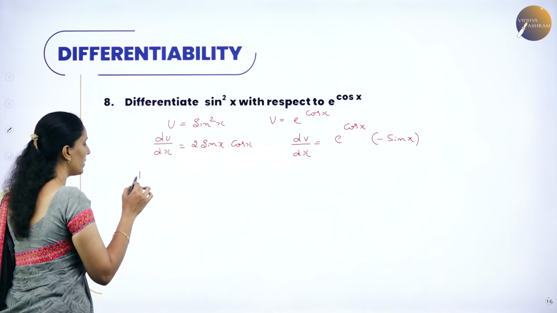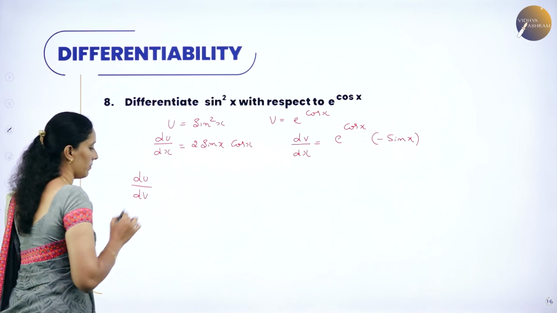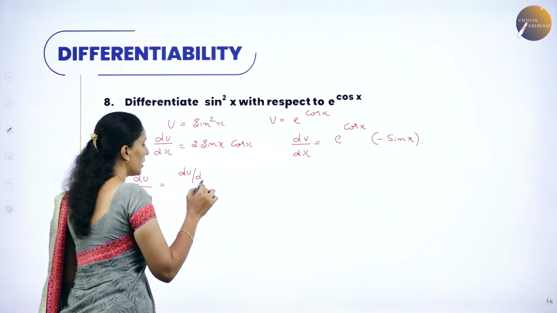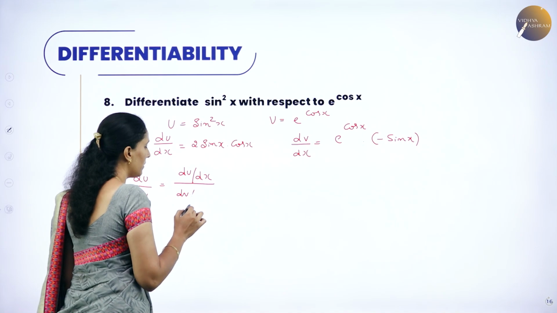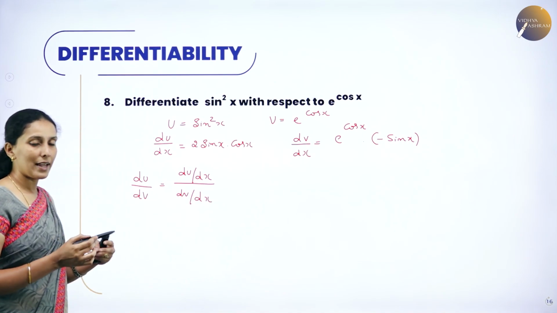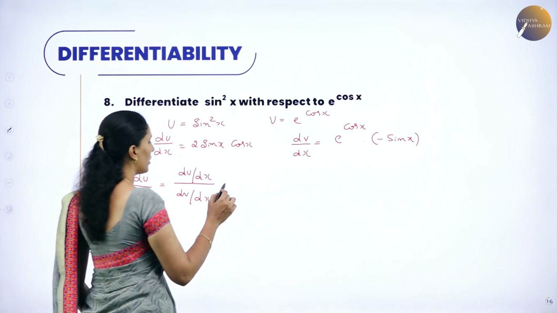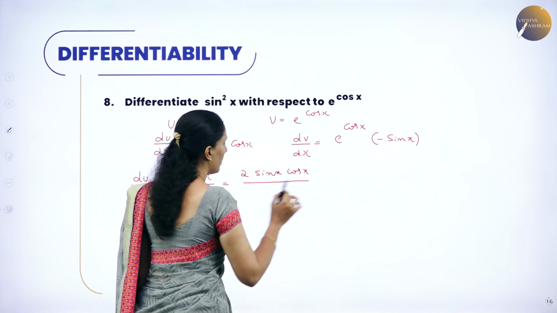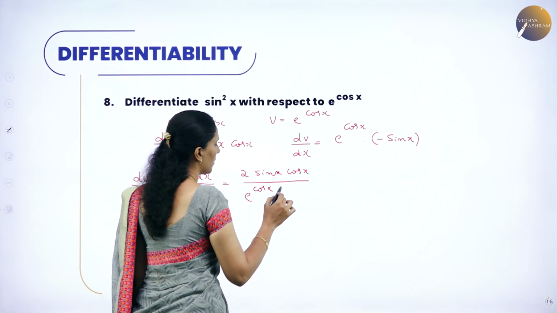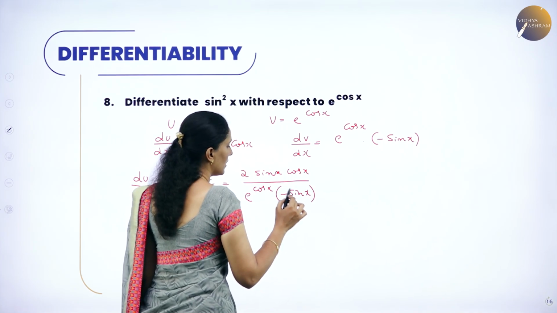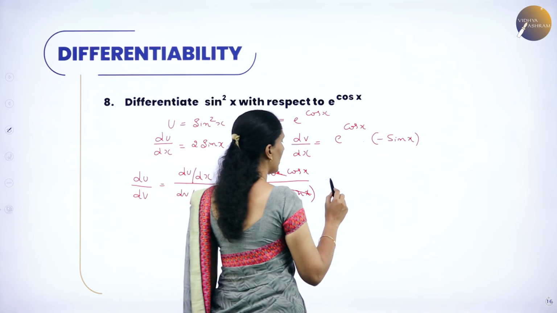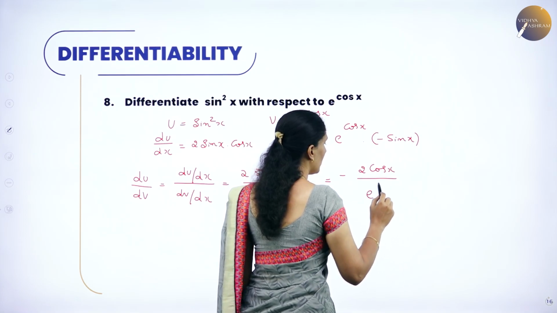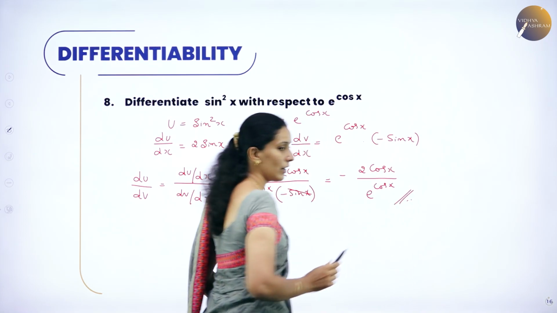So now I have to differentiate u with respect to v. So u with respect to v means we get du by dv. So how we will get this? This can be written in this form, du by dx divided by dv by dx. It's same as the parametric functions here. So therefore, this can be written as 2 sin x cos x over e power cos x into minus sin x. Sin x gets cancelled here. So I'll get this as minus 2 cos x divided by e power cos x. So this is the derivative.